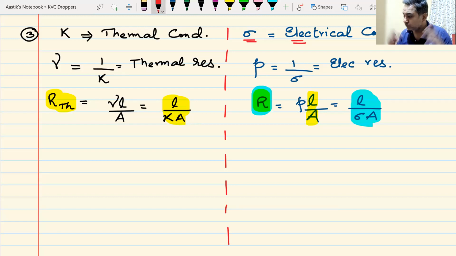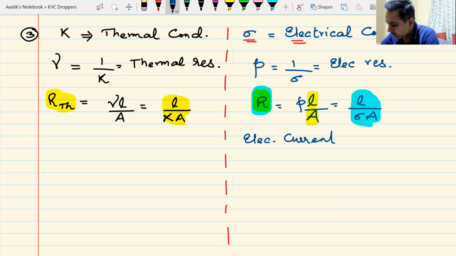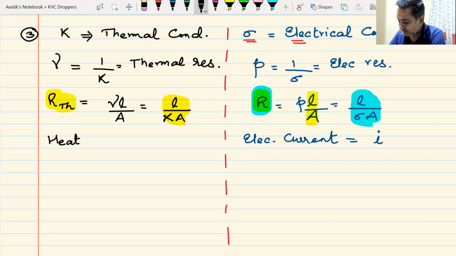Now, let us start. Since we know electric current first, we will start with the right column first. In electric current, we had the term electric current, yes or no? And electric current was denoted by the letter I. Clear? Yes, sir. Know this, right? Here, I have devised a new term which is heat current.